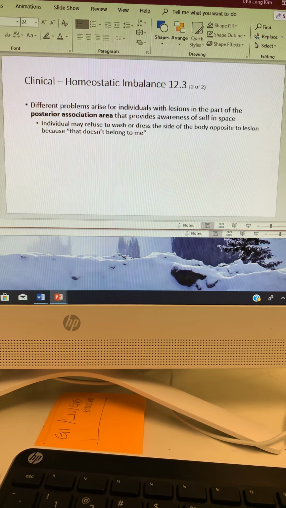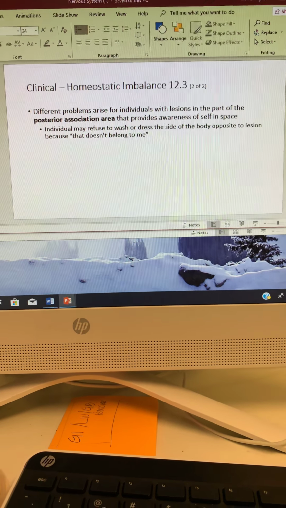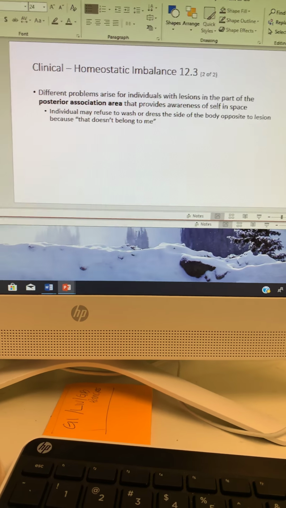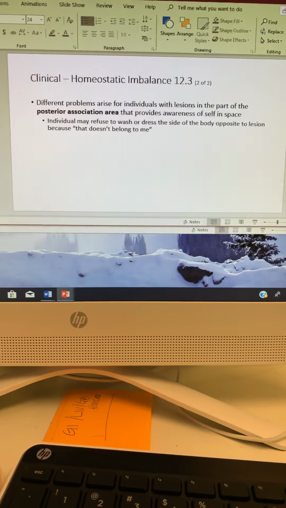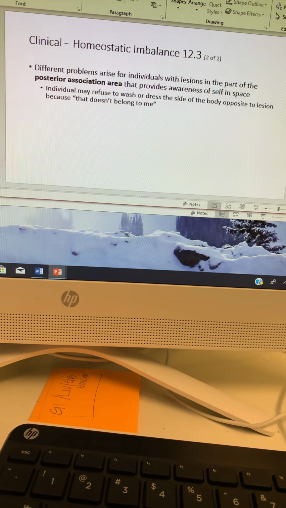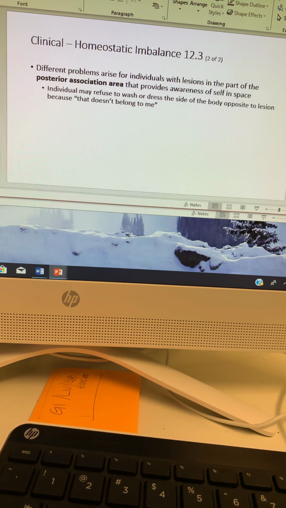So this is the part where a lot of people will say, well, I don't know if you've heard of these people where they're like, well, I want this leg amputated below the knee because that's not mine. That part of the body doesn't belong to me.